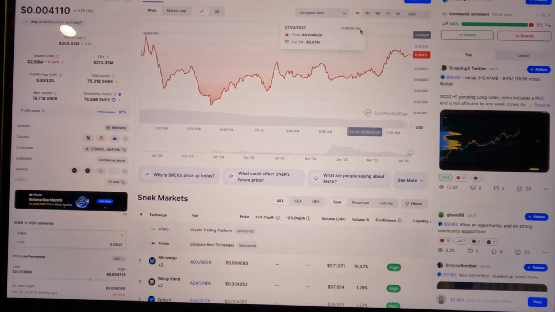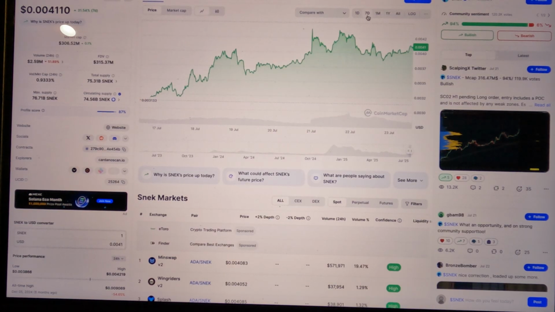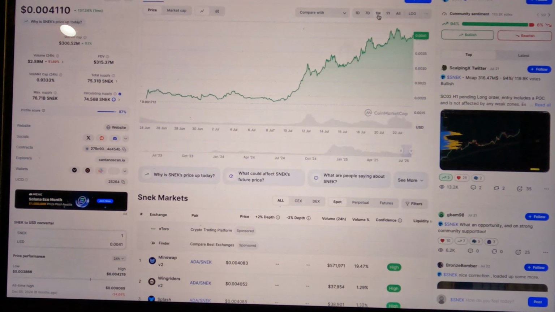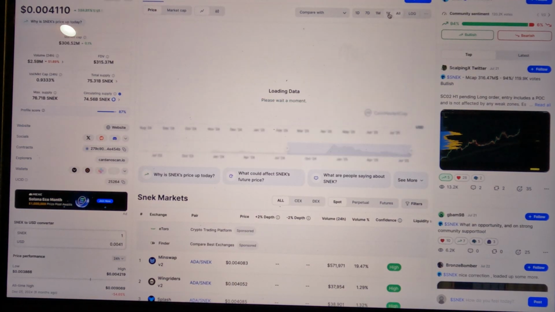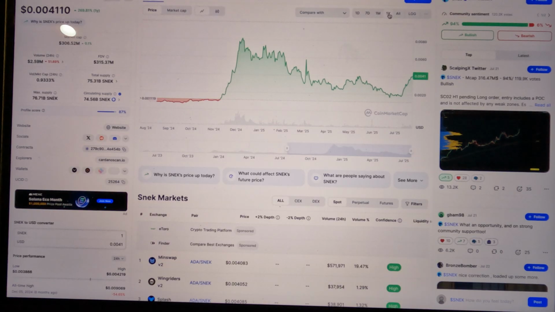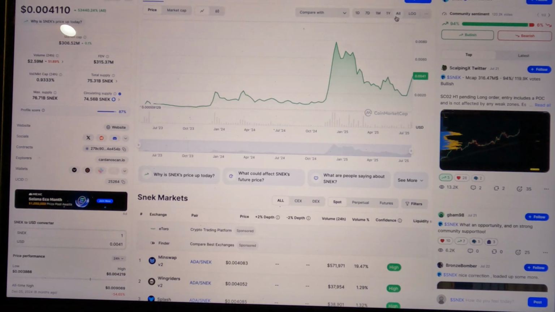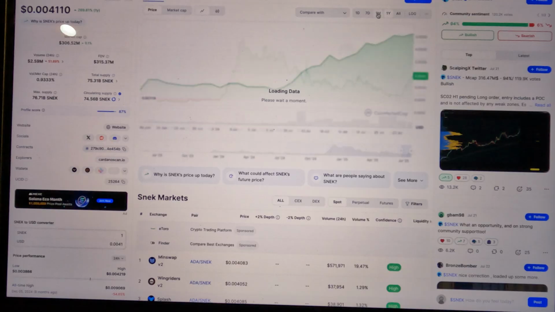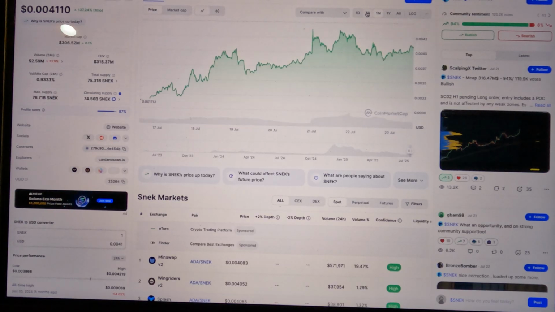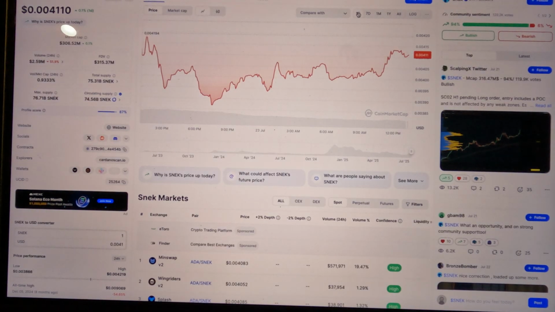There's the day, the 7 day, the month, the year, and then you have all. You don't really use too much in the all, but I do go all the way up to the year, especially if I'm looking at a coin I haven't looked at before. Okay, so they give you a really good indication of just your simple patterns. It gives you a bit of a feel for how it moves.